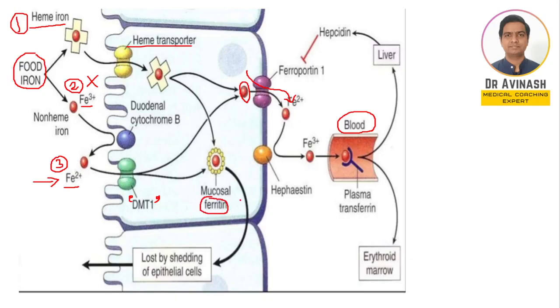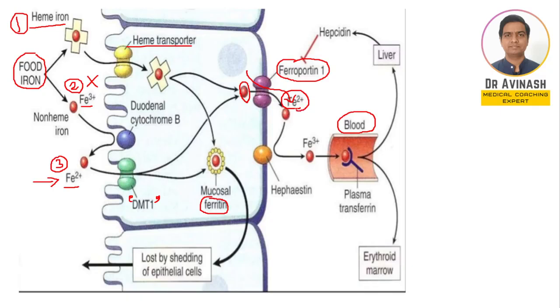Say for example, a person has low blood iron. The body needs iron. So a special protein called ferroportin 1, a transport protein for iron, works on the basal side of the duodenal epithelial cells and takes all the iron that has been absorbed, the Fe2+ iron, and puts it inside the blood.